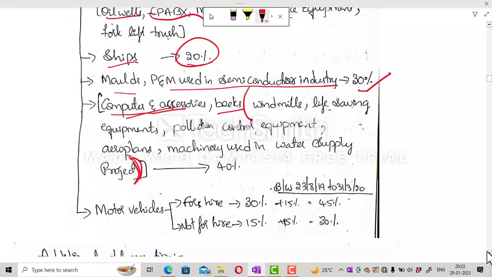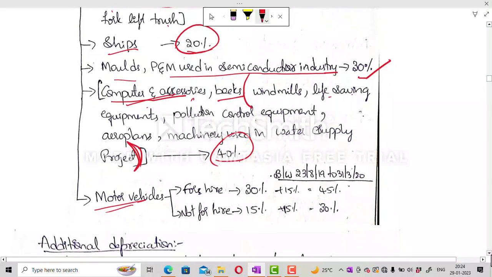Windmills, life-saving equipment, pollution control equipment, aeroplanes, and water supply project machines. All these are taxed at 40%. Books, computer and its accessories, all these should be taxed at 40%. Motor vehicles I have given separately.